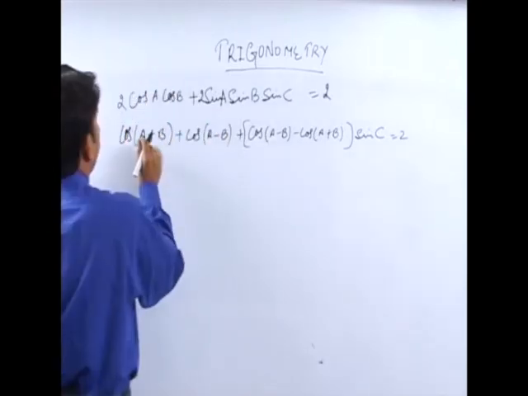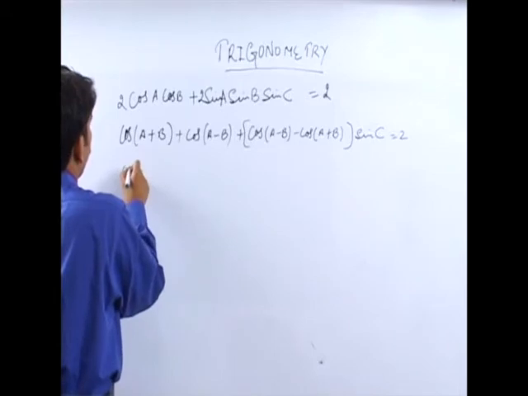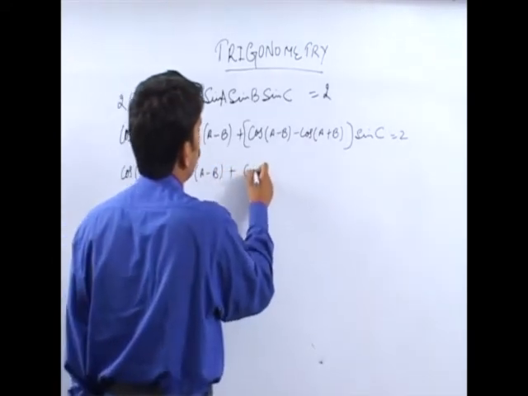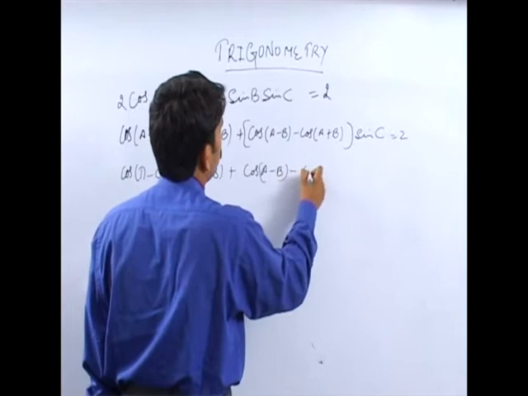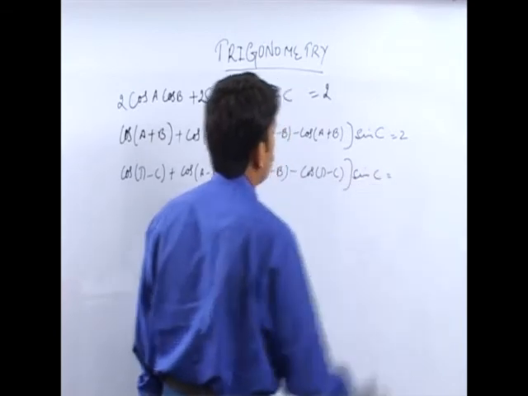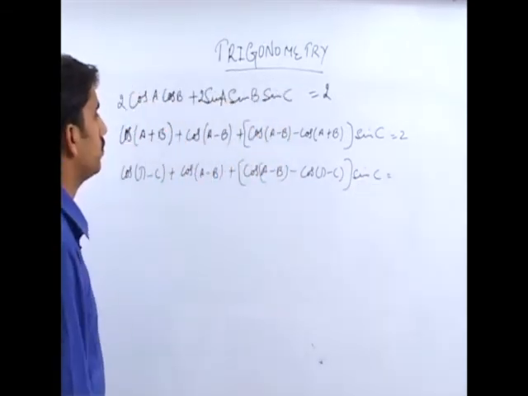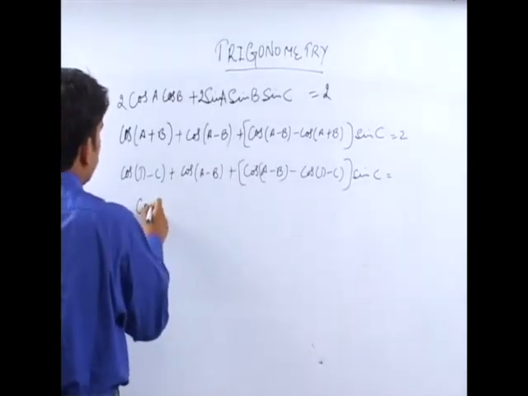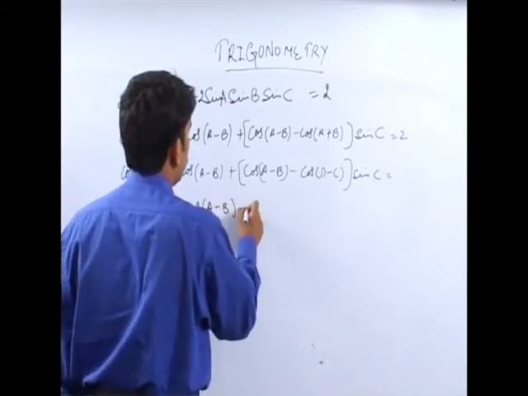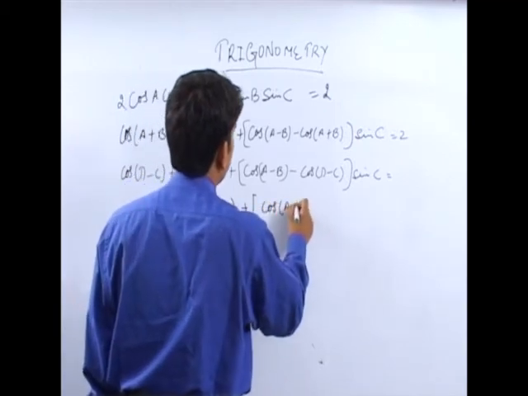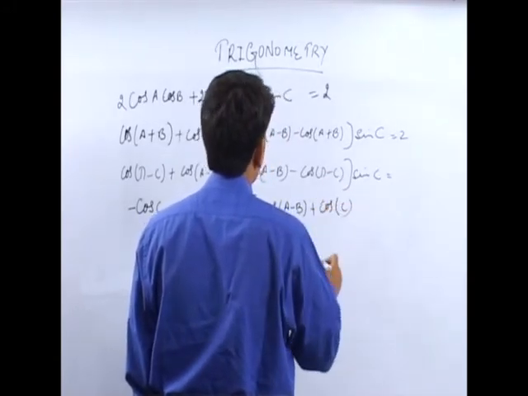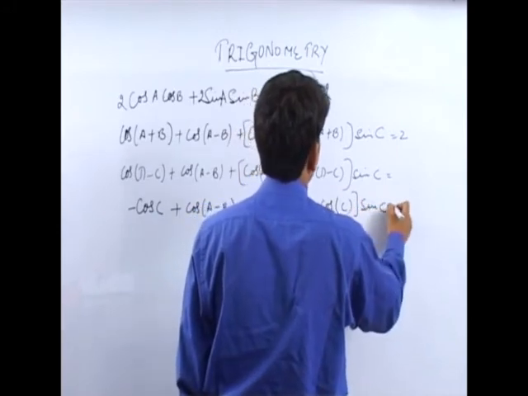Now we know that A plus B is pi minus C. So cos of pi minus C plus cos of A minus B plus cos of A minus B minus cos of pi minus C, whole into sin C. Now this will be equal to minus cos C plus cos of A minus B plus cos of A minus B plus cos C, into sin C is equal to 2.